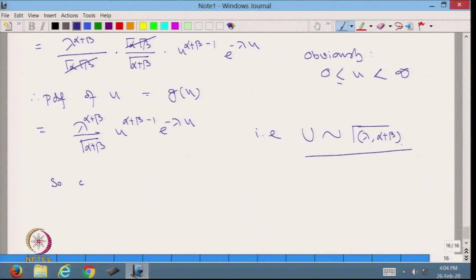So, we get the same result using the above theorem.